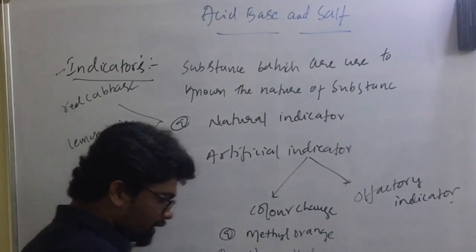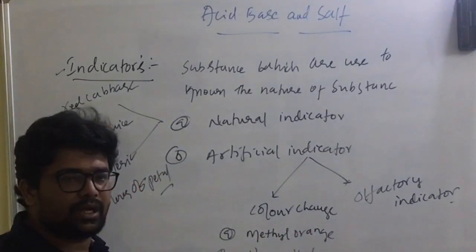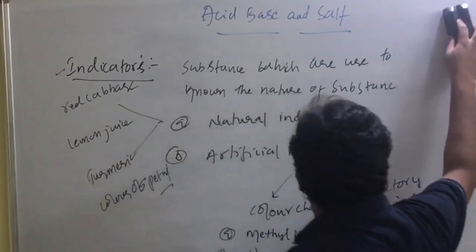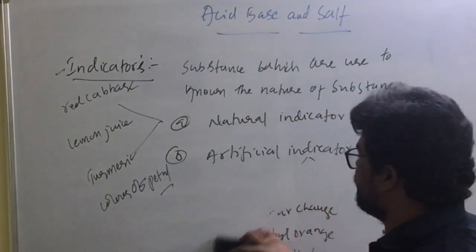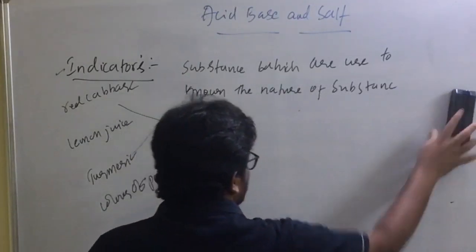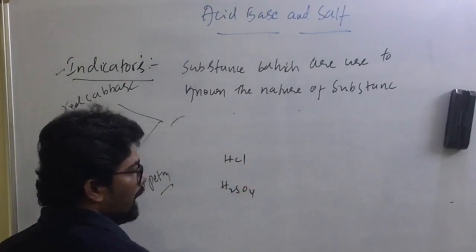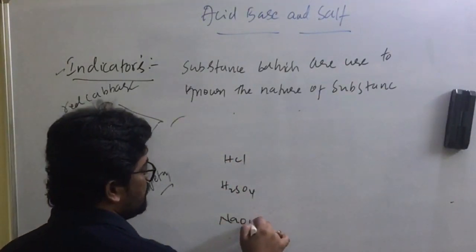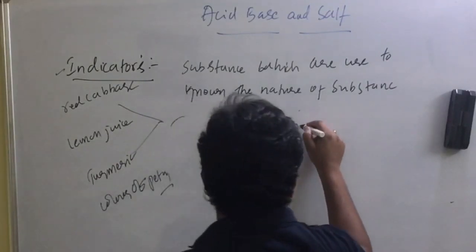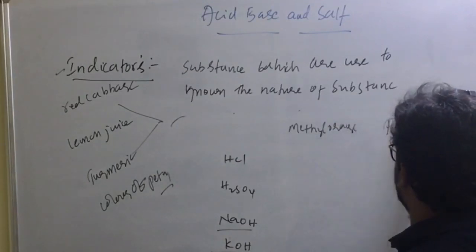So how do we identify the nature of a substance with the help of indicators like methyl orange and phenolphthalein? Let us try to find out here. For example, let us collect a few acids from our laboratory, like HCl and H2SO4, and bases like NaOH and KOH. We'll take methyl orange and phenolphthalein.